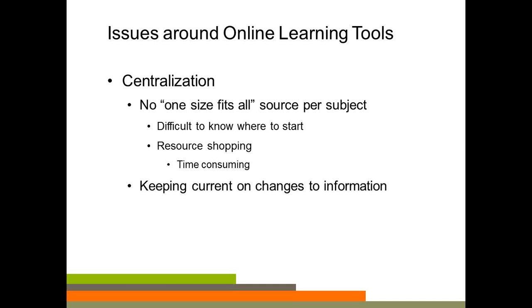And then lastly, we have centralization. One of the big problems is there's a lot of links, there's a lot of different resources, and there's not just one resource that can cover everything. So it's really hard for a student to know where to start. They've got to do a lot of shopping. It's hard to know exactly what is an old resource that's good and what's a new resource that's bad.